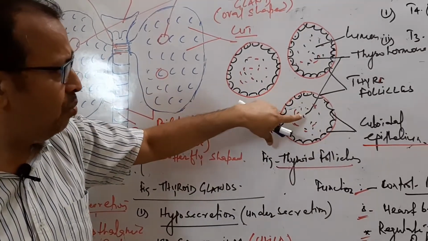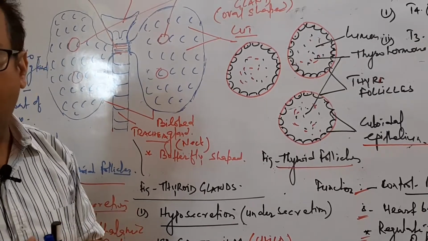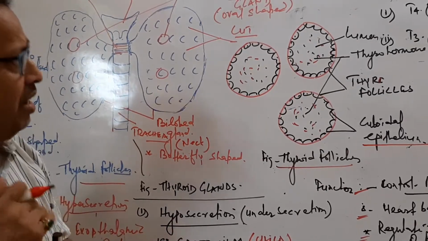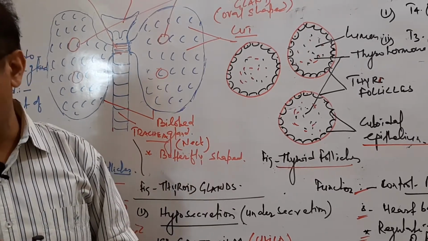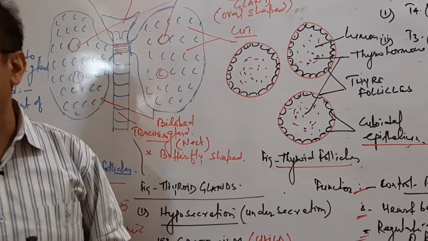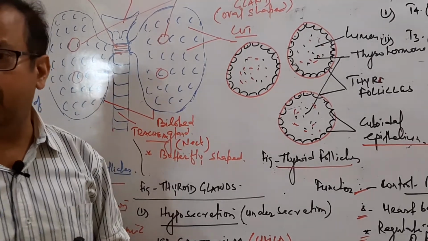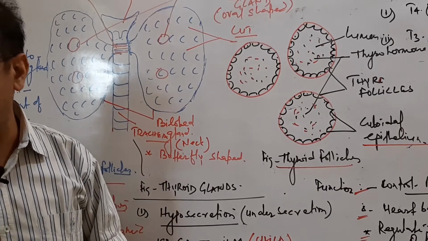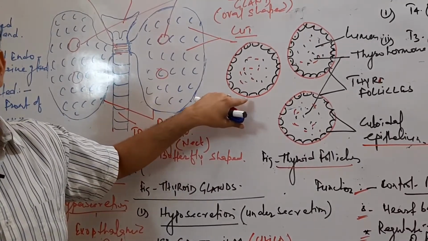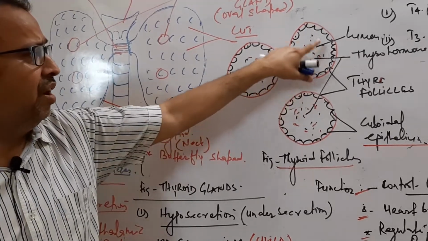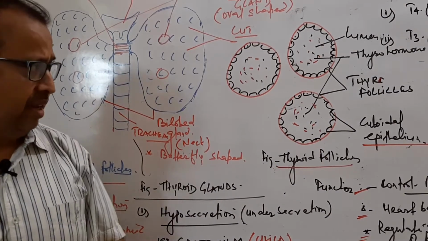Inside the lumen, thyroid follicles produce thyroid hormone. There are two types of thyroid hormone. One is thyroxine, T4, and the other is triiodothyronine, T3. These two hormones are secreted by the follicle cells and stored in the lumen of the follicles.